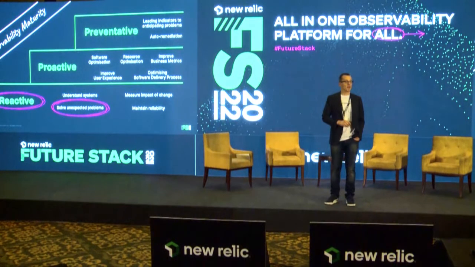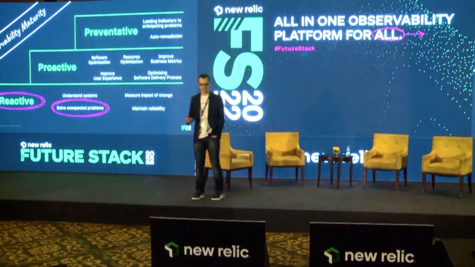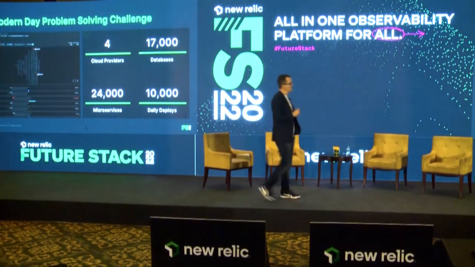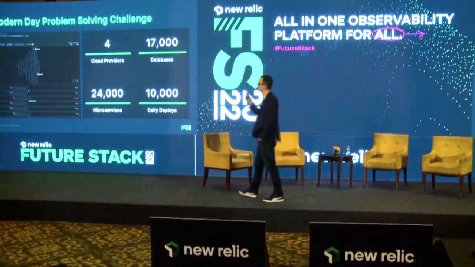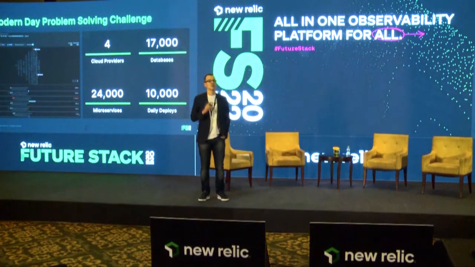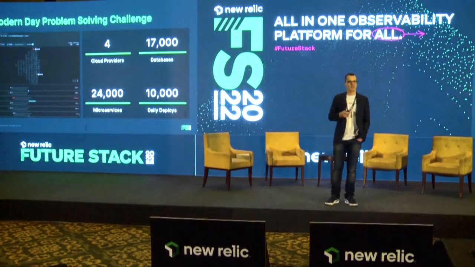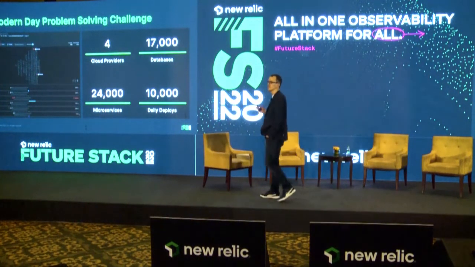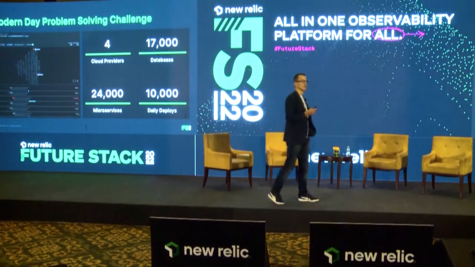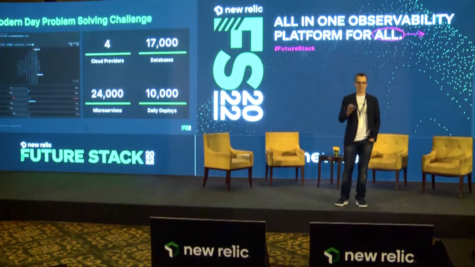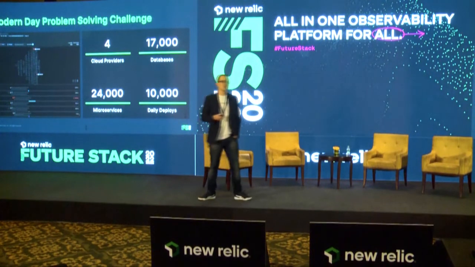Let's talk about why this is so hard, right? Let's think about the complexity of modern-day software architectures. This picture illustrates the challenge I think many of you in this room will face today. On the left, we have one distributed trace for one New Relic customer. This particular trace touches 158 services, makes 557 calls, and completes in under 5 seconds. In addition to that complexity, this customer has to manage their software and their infrastructure across 4 cloud providers, 17,000 databases, 24,000 microservices, and they do 10,000 deploys a day.